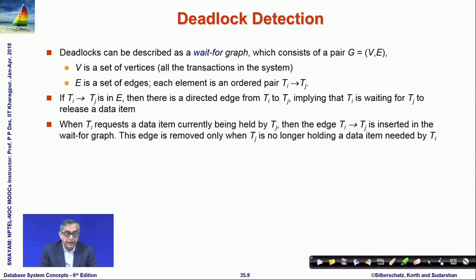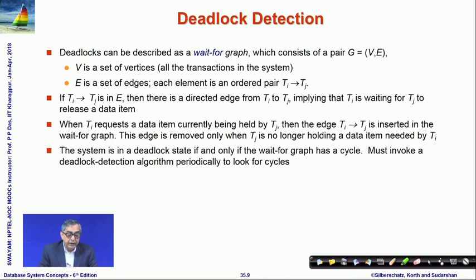inserted in this graph, and when the release happens, then this edge is removed, because T j is no more holding the item that T i had required. So, this is a kind of dynamic graph. The wait-for graph is a dynamic graph which will regularly keep getting updated. Now, naturally from the description of this graph you can understand that if a deadlock has to happen, then this graph must have a cycle. So, if at any instant the graph has a cycle, then there is a deadlock. Otherwise, the graph will grow and shrink, it will keep on happening that way.